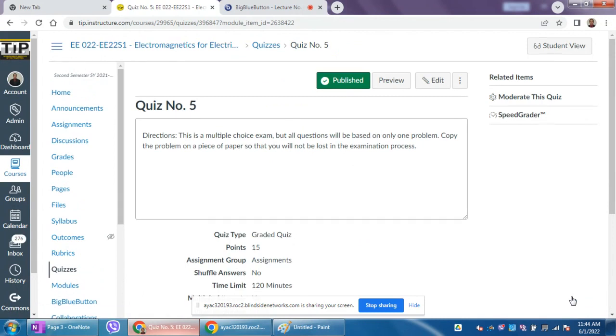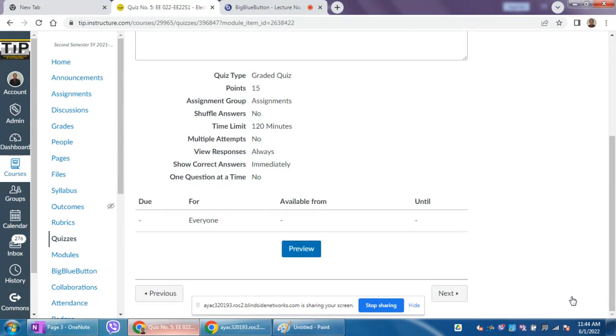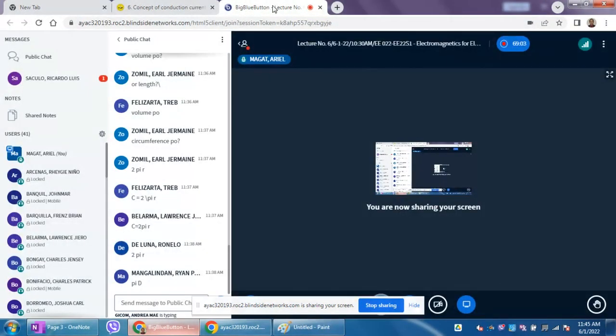Okay. So you will have quiz number 5 on Friday. So gawin niyo po ito. Tapos po, after quiz number 5, so module 6 na po tayo. So yung module 6 po, pag-usapan natin sa Monday, and hopefully by Wednesday, final exam na po tayo next week. So focus muna tayo on quiz number 5 sa Friday. Okay? Bago tayo pumunta sa module 6 sa Monday.